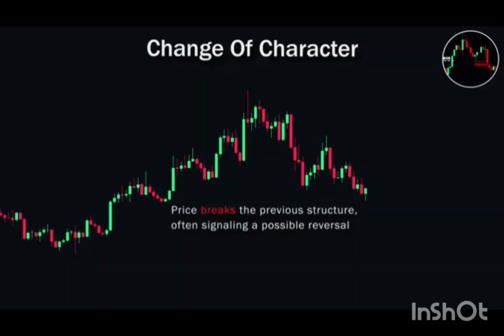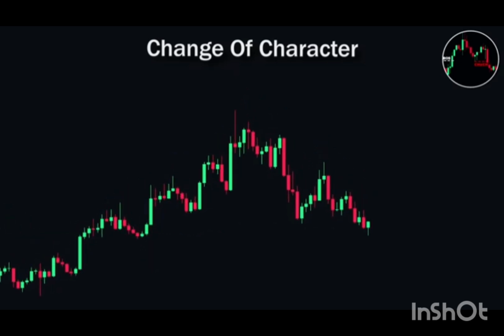Change of character. It occurs when price breaks the previous structure during a trend, often signaling a reversal from that current trend. For example, if the price is forming higher highs and higher lows, then it breaks the previous lows forming lower lows. This is called a change of character.